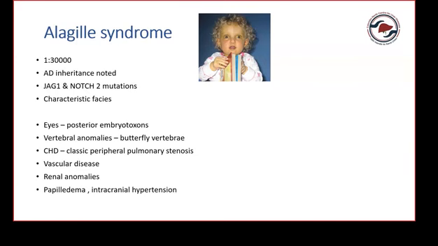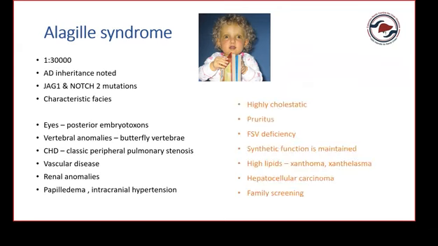You get distinct abnormalities in the eyes, vertebrae, heart, and vessels, and maybe in the kidneys. They are highly cholestatic. The pruritus is very, very prominent. They will get profound fat-soluble vitamin deficiency. Usually synthetic functions are maintained till the end.